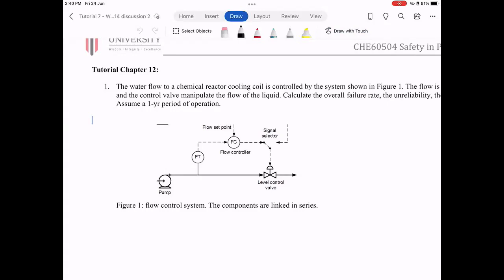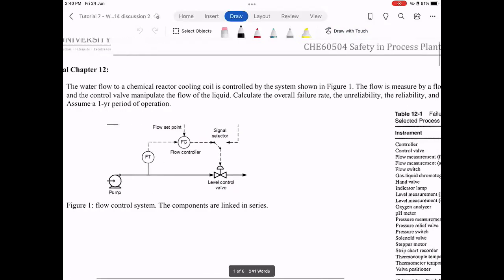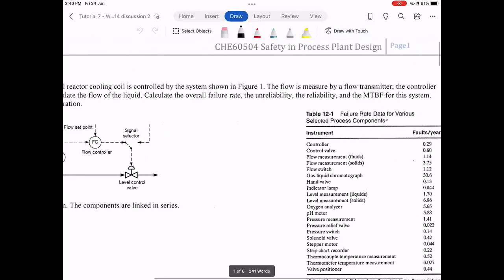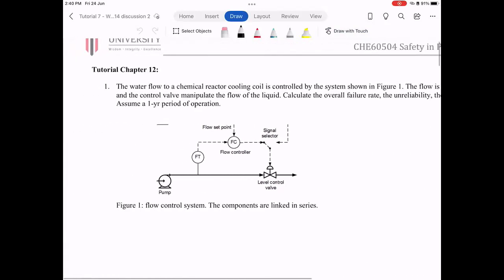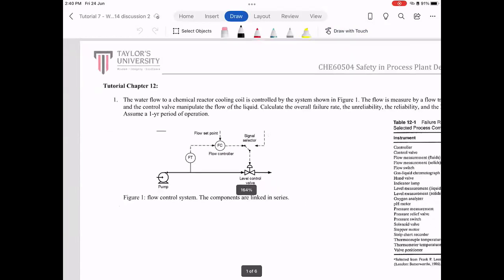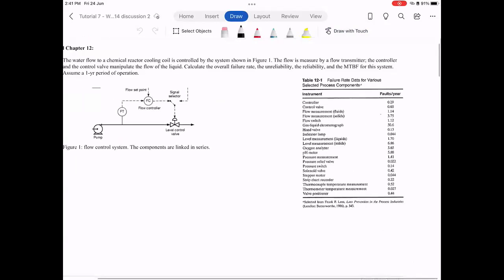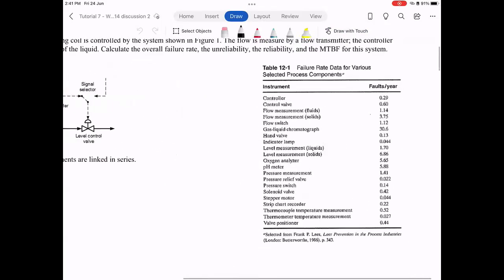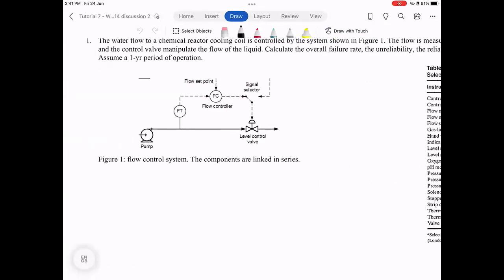But for practice purposes, we are going to look at the system and do calculations: what is the reliability rate, what is the unreliability rate, what is the overall failure rate, and also the MTBF for the system. Assume this is a 1 year period of operation. So you have been shown this data.